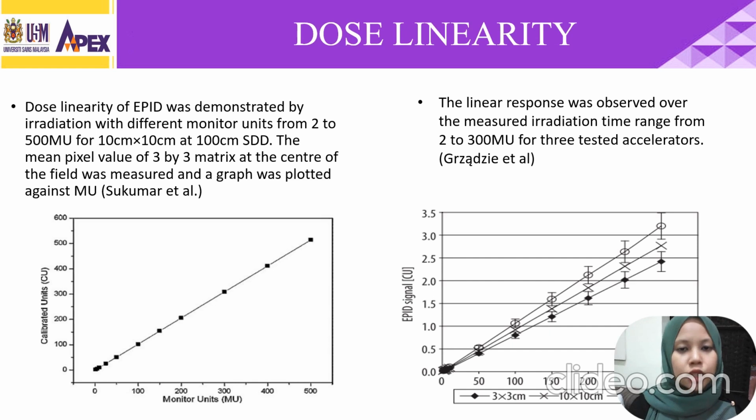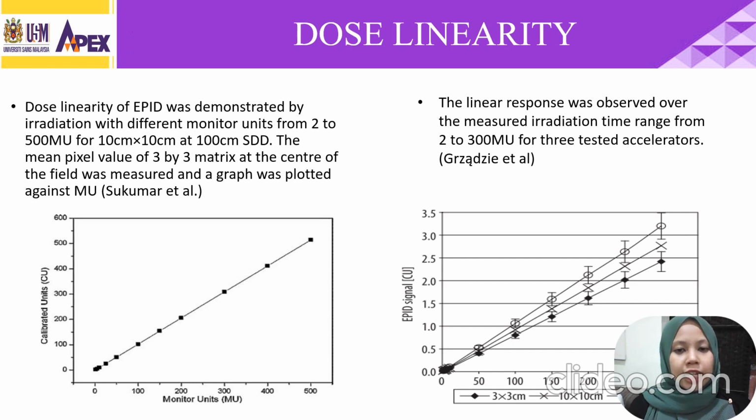In this study, the dose linearity of EPID in integrated mode at 300 MU per minute was demonstrated by irradiation with different monitor units from 2 up to 500 MU for a field size of 10 cm by 10 cm at 100 cm SDD. Here SDD is an acronym that stands for source to detector distance. The mean pixel value of a 3 by 3 matrix at the center of the field was measured and a graph was plotted against monitor units.